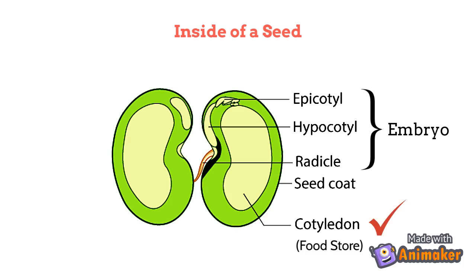Within the seed is a cotyledon, which is also called food store. It is made of starch. It is food for the baby plant.